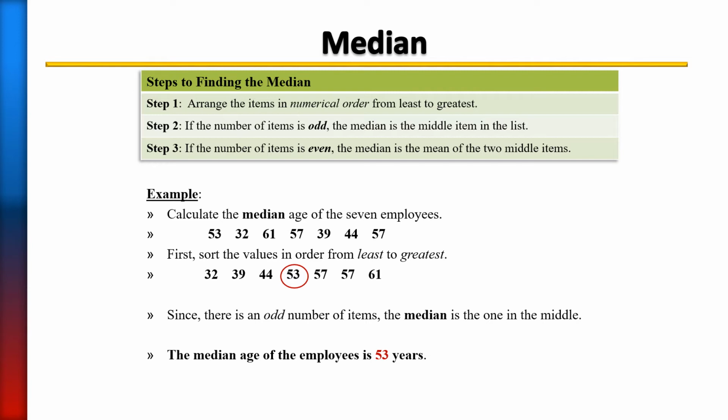Again, the most important step here is to first arrange your numbers in order from least to greatest, because many times when I'm grading papers, that is a reason why a number of students get it wrong, is because they forget that first step of putting your numbers in order, and then after you put it in order, you find the number that's in the middle, and that's your median.